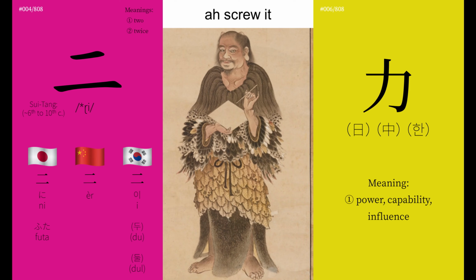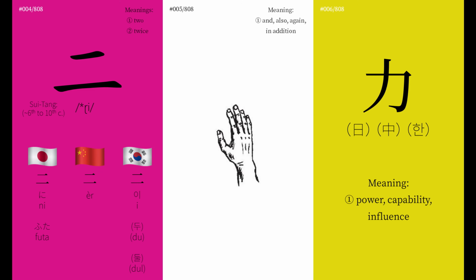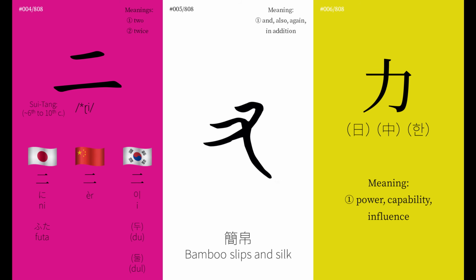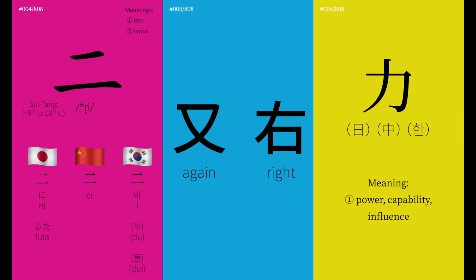Instead of creating a new character, they just took an existing character that sounded like again and used it for both meanings. This is why the character for again began as a drawing of the right hand, because it was the character for right. The meaning of again eventually took over the character, and so they ended up creating a new character for right anyway. More on that next time.